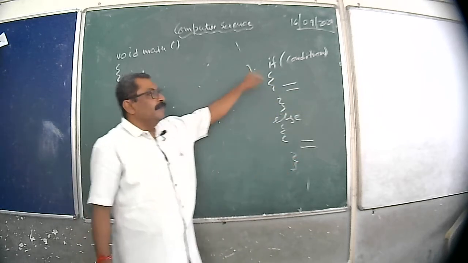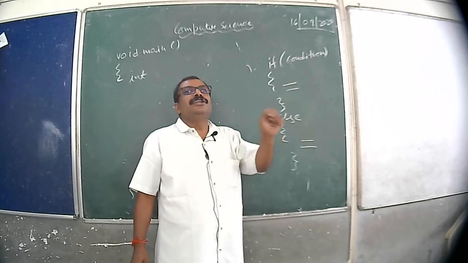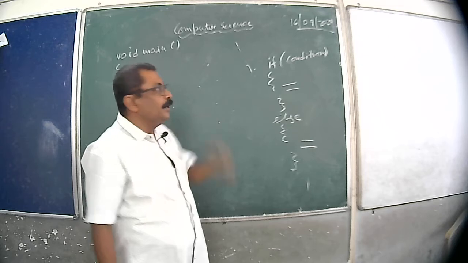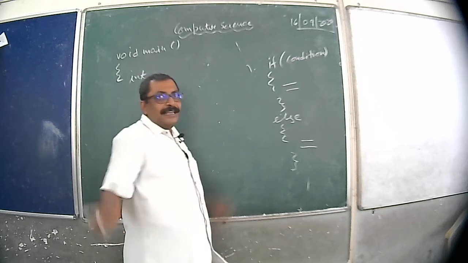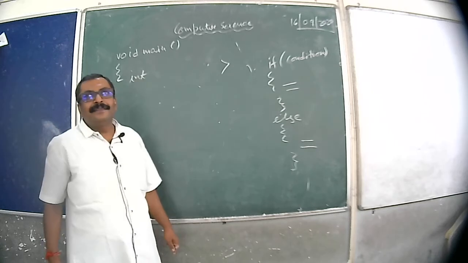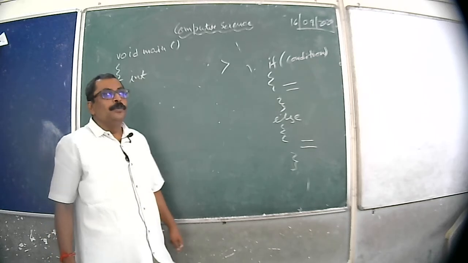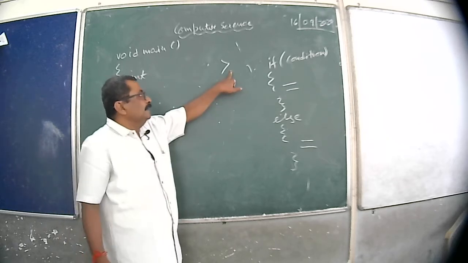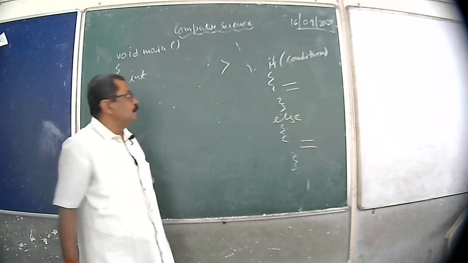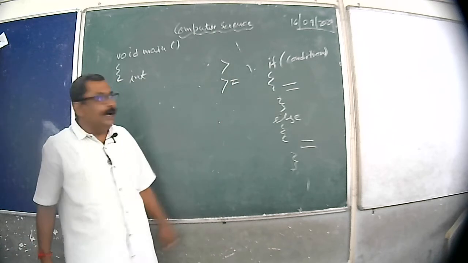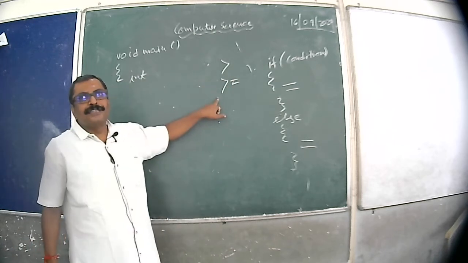Now, when you are giving the conditions, you require the conditional operators. So, you should know what the conditional operators are and how they are used. That is a list of conditional operators. That is the greater than symbol, which means if you want to check that a number is greater than some other number, then this symbol is used. Next is greater than or equal to. Greater than and greater than or equal to are not the same.